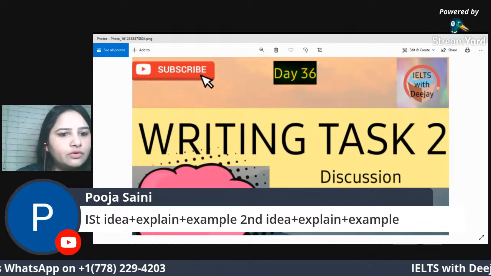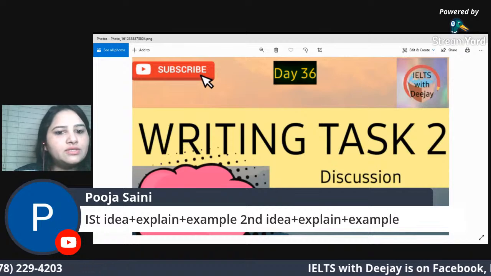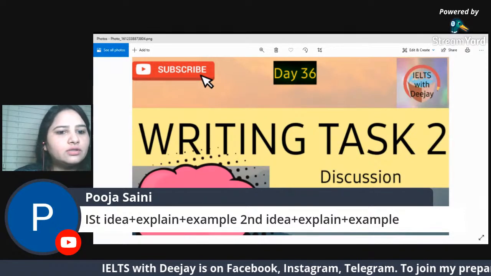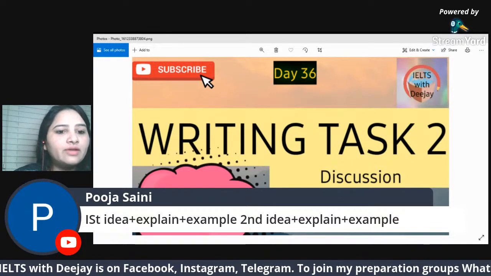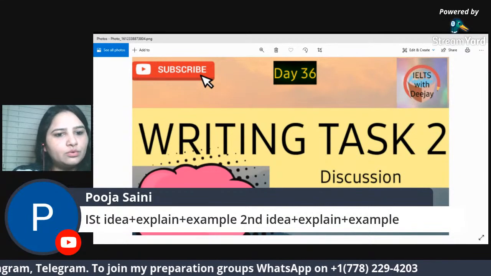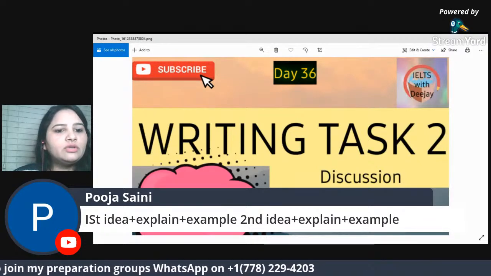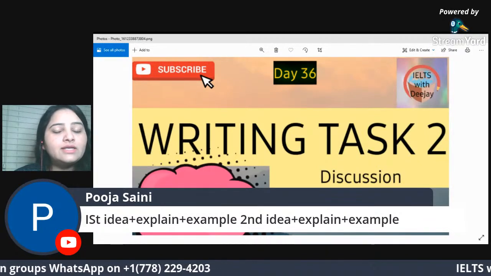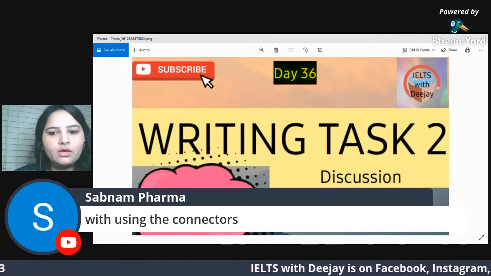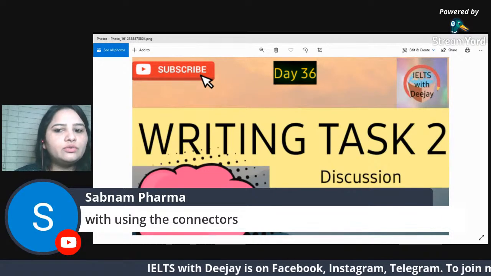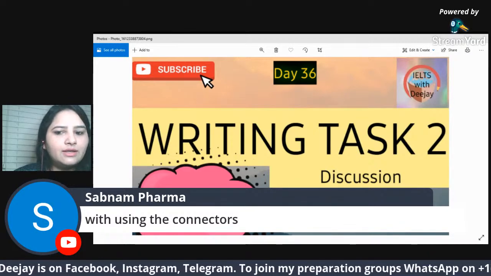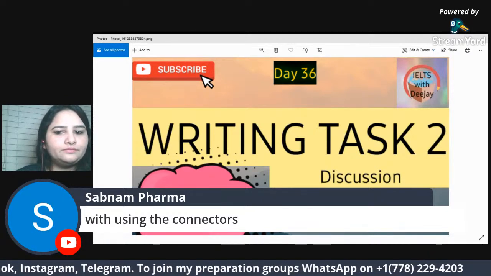Okay, then write moreover, or in addition to this, write your second idea, then explain it. There is no need to write example for the second one because that will be very lengthy. So do not do this mistake. Write example, one example only, and that you should keep for the main idea. Main idea is the first idea that you are discussing. Okay. Yes, you will use connectors, you will use moreover, you will use furthermore, you will use in addition to this, and then you will write the second one.